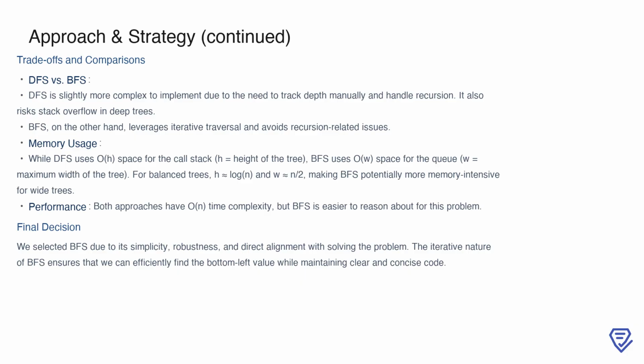In terms of memory usage, DFS uses O(h) space for the call stack, where h is the height of the tree. BFS uses O(w) space for the queue, where w is the maximum width of the tree. For balanced trees, height h is approximately log n, while width w can approach n/2, meaning BFS can be more memory intensive for wide trees.